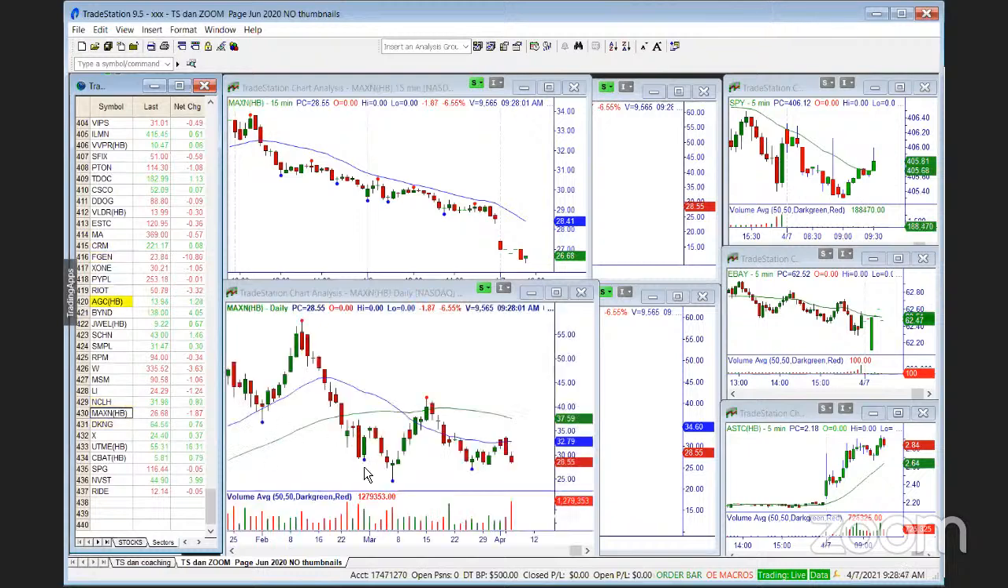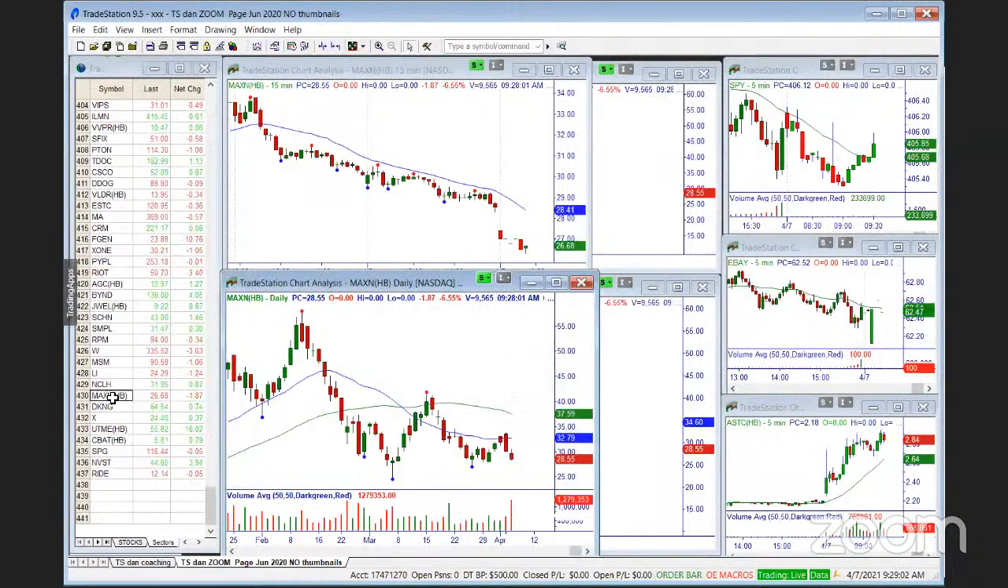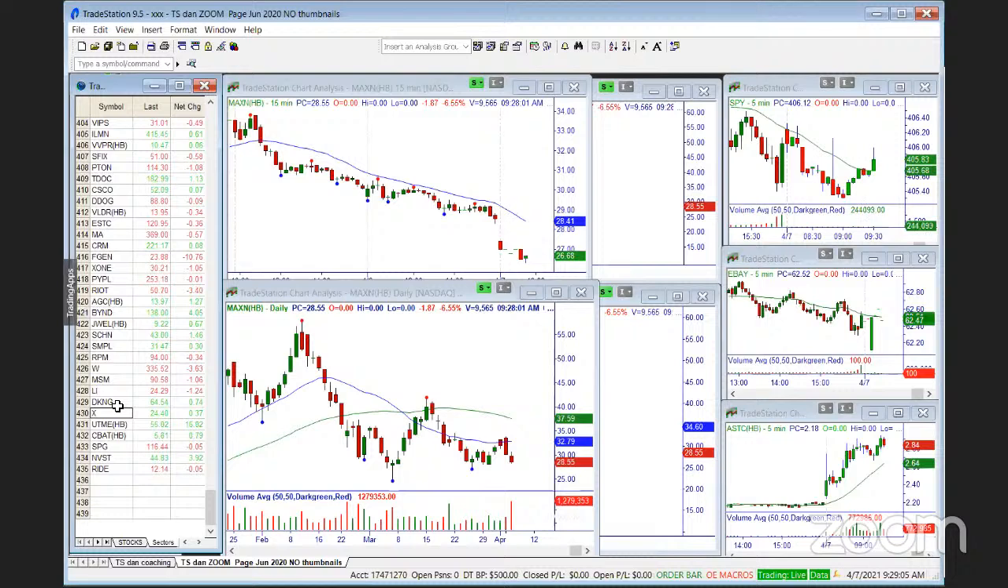This is like a failed bottoming pattern. See, it tried to hold, this retest broke out, and now, so that's an example of a failed one. So that looks lower.